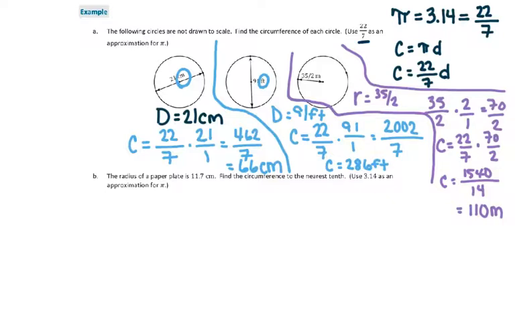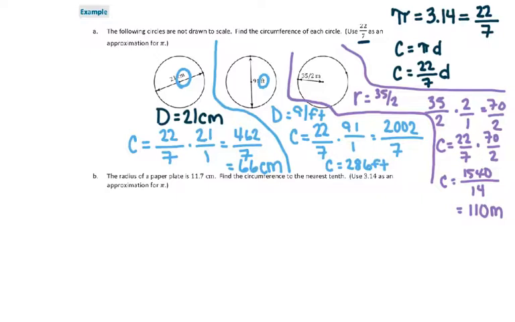So that's how we use the information, either the diameter or the radius, to find the circumference of a circle. Now they are going to tell us to either use 22 over 7 or 3.14 or the symbol pi on our calculators. So we're going to look at part B for a slightly different representation of us finding the circumference of a circle, even though we can't actually see that circle.